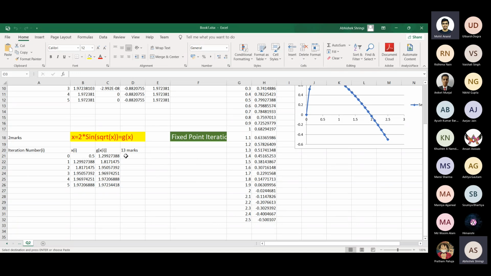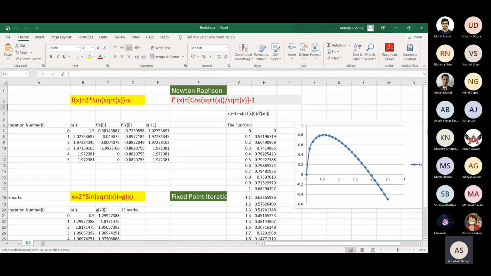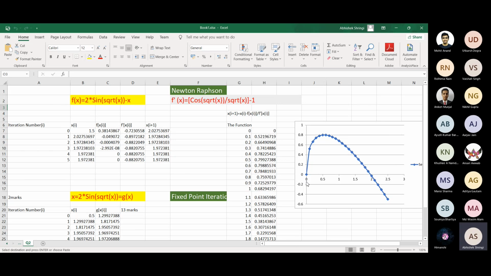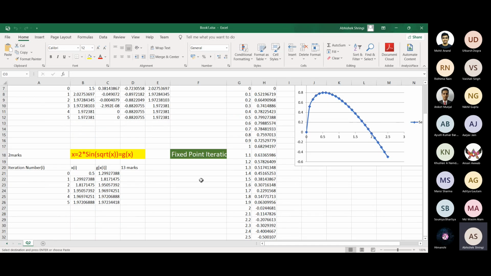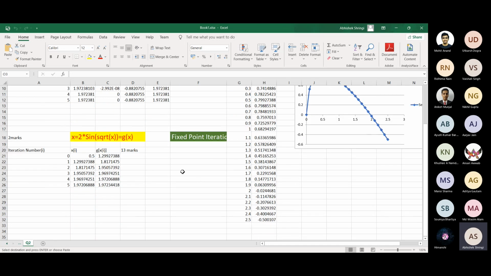So we'll start with the first question first, that is fixed point iteration. The question was fairly straightforward. The function was given, 2 sine under root x minus x, and we had to find the root of that. Here you can see what the function is and what its roots are. One of the roots is quite trivial, that is 0, and another root is near 2, that turns out to be around 1.972.